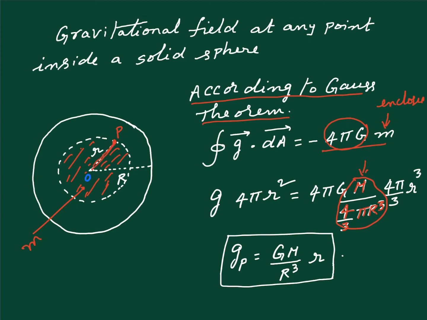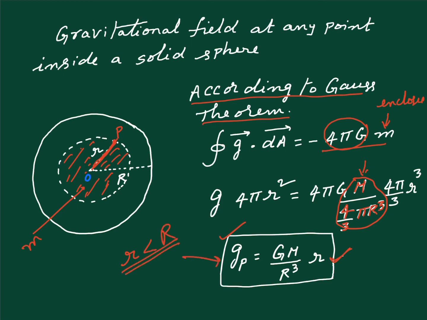That is 4 by 3 pi r cube, the volume of the sphere whose radius is r. So from that you will get the gravitational field at any point inside a solid sphere as GM by R cube into r, where capital R is the radius of the sphere and small r is the distance of the point inside the sphere, where r is less than capital R. So this is the formula.